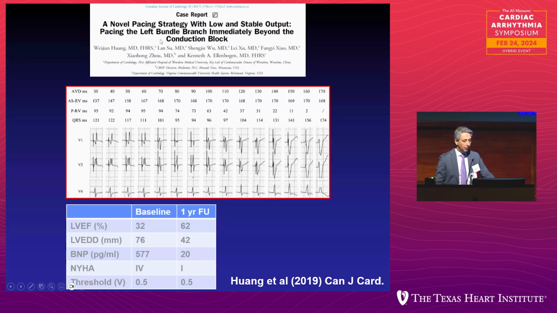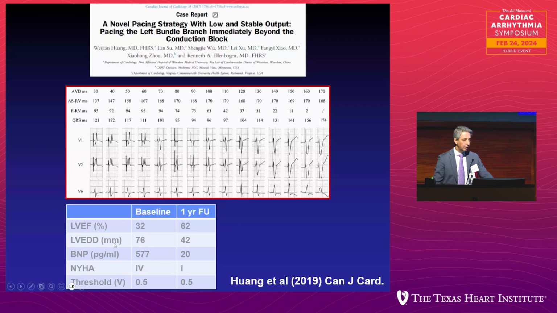But in 2019, Weijian Huang and colleagues published a case report of left bundle branch pacing. In essence, this patient had a non-ischemic cardiomyopathy and low ejection fraction, and they were unsuccessful in delivering a CS lead. They screwed the lead deep into the septum and captured the left bundle. And within a year, the ejection fraction in this patient improved.